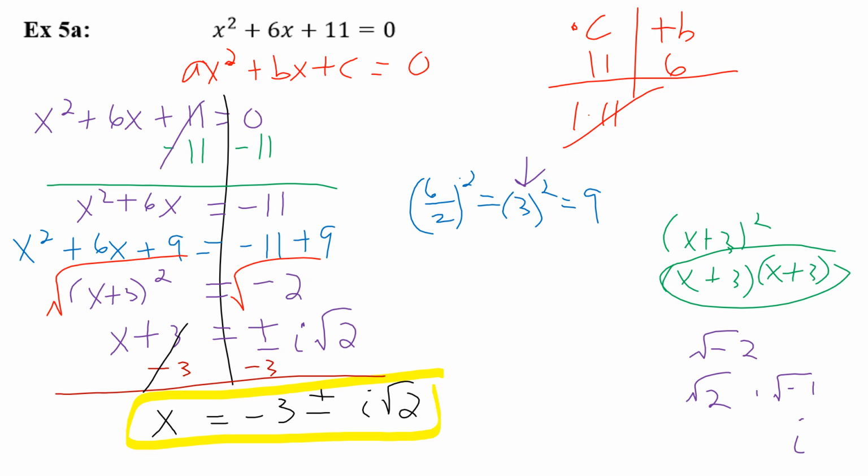And of course, if we wanted to split it up, we could do that. So if we were to split up, one of the answers would be x equals negative 3 plus i root 2. And the other answer would be x equals negative 3 minus i root 2.